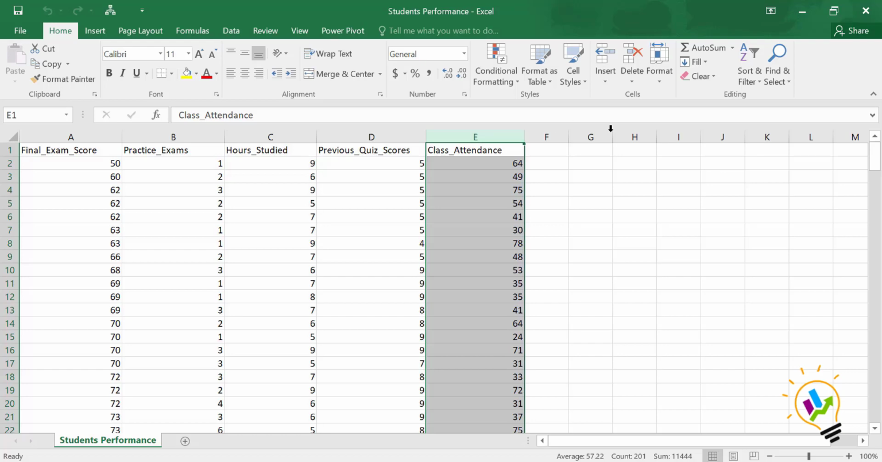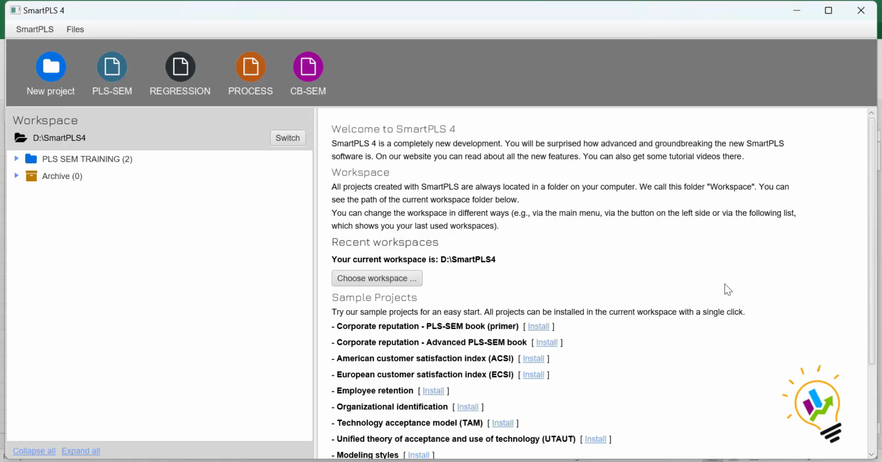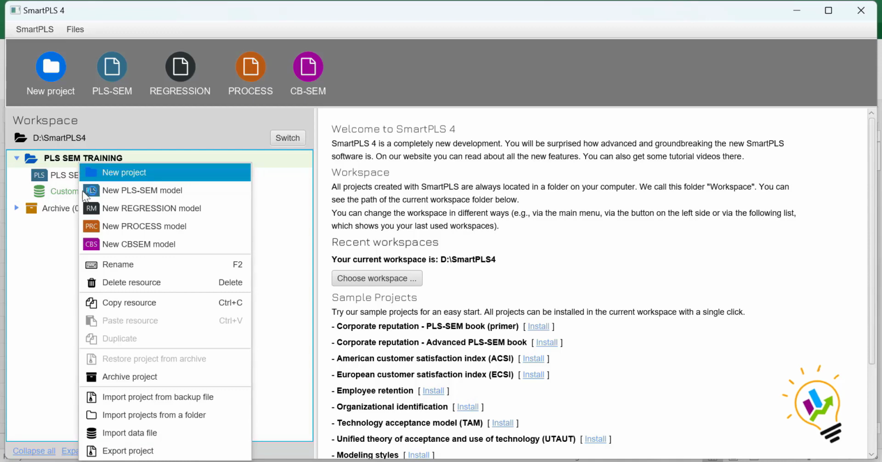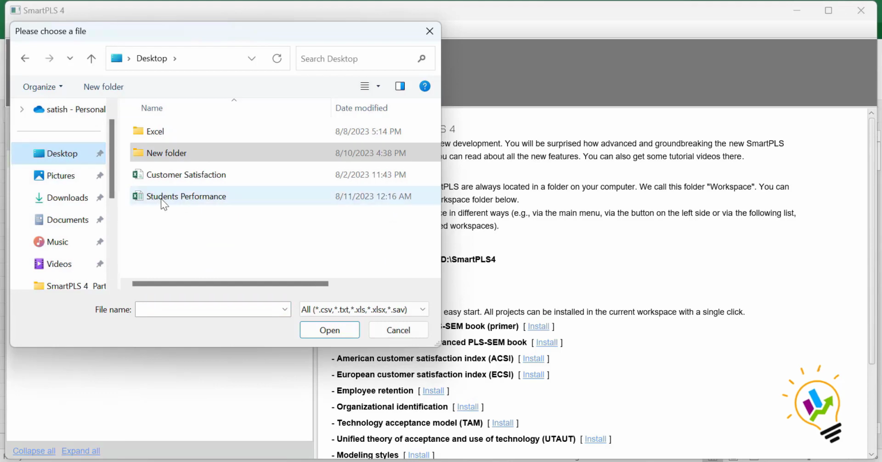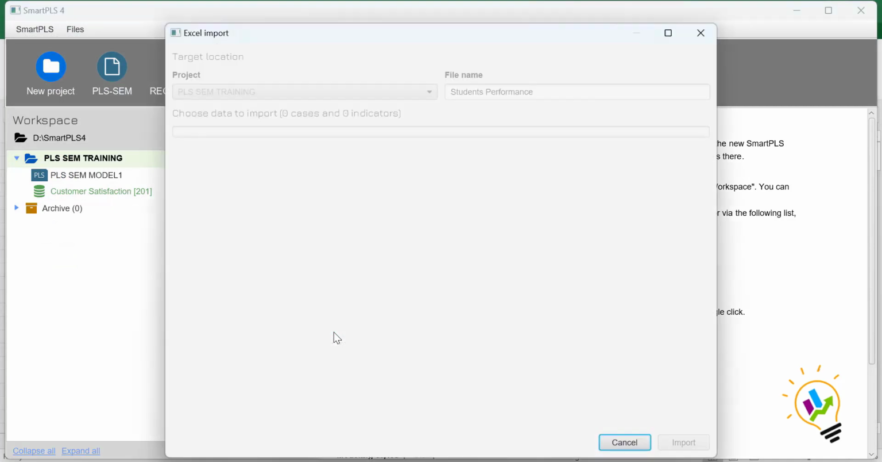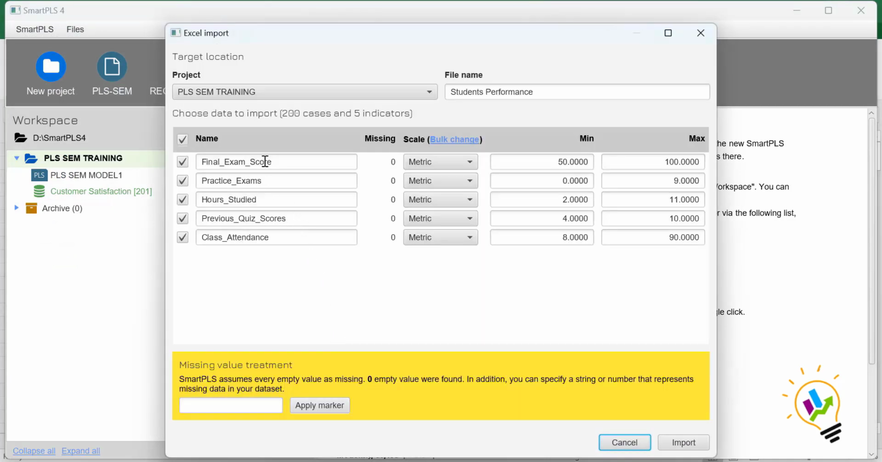So we will start SmartPLS. In SmartPLS, first we are going to import the file. Open this project called PLSEM training. Right click on this and click on import data file. Now this data file is on the desktop, where we have student performance. Click open. Now here you can see all the 5 variables, and these data are metric data.